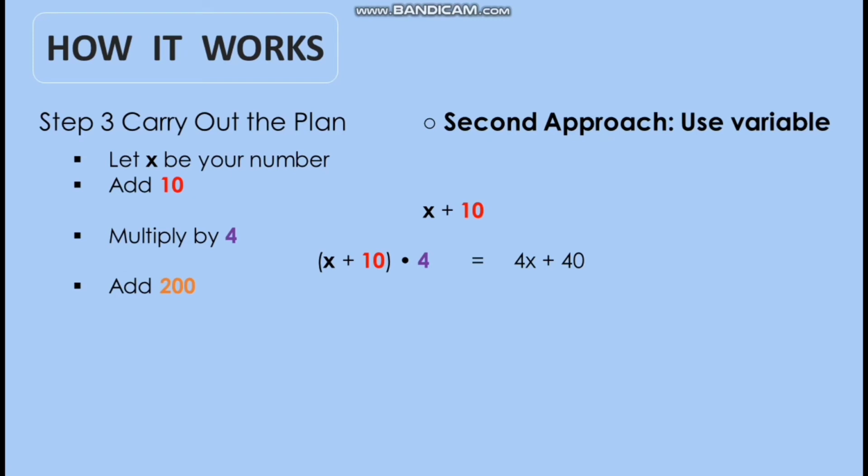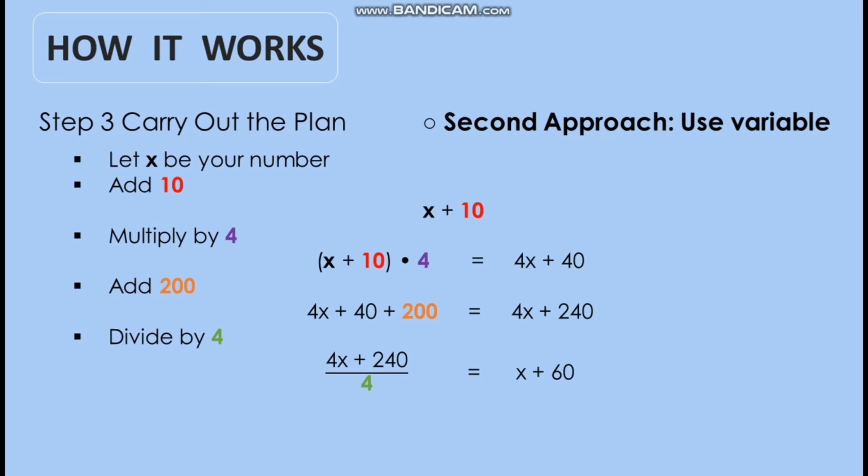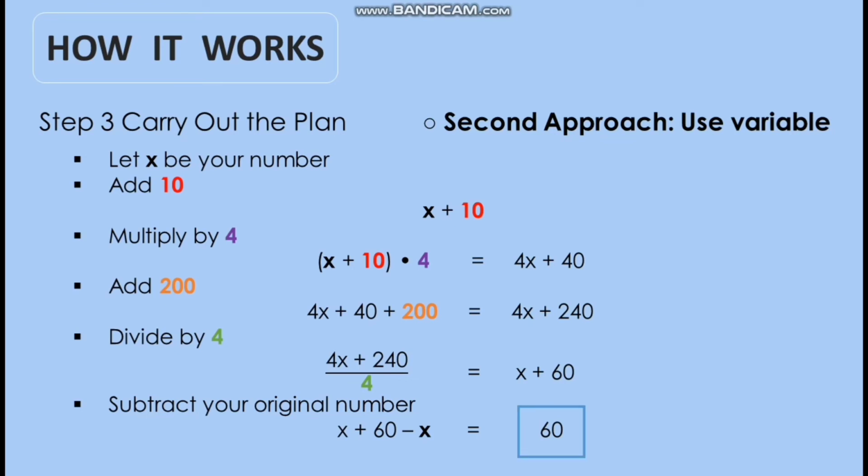Next, add 200. 4x plus 40 plus 200 is equal to 4x plus 240. Then, divide by 4. 4x plus 240 all over 4 is equal to x plus 60. And lastly, subtract your original number. So x plus 60 minus x is equal to 60. So different method yung ginamit natin, but still, we got the same correct answer, which is 60.